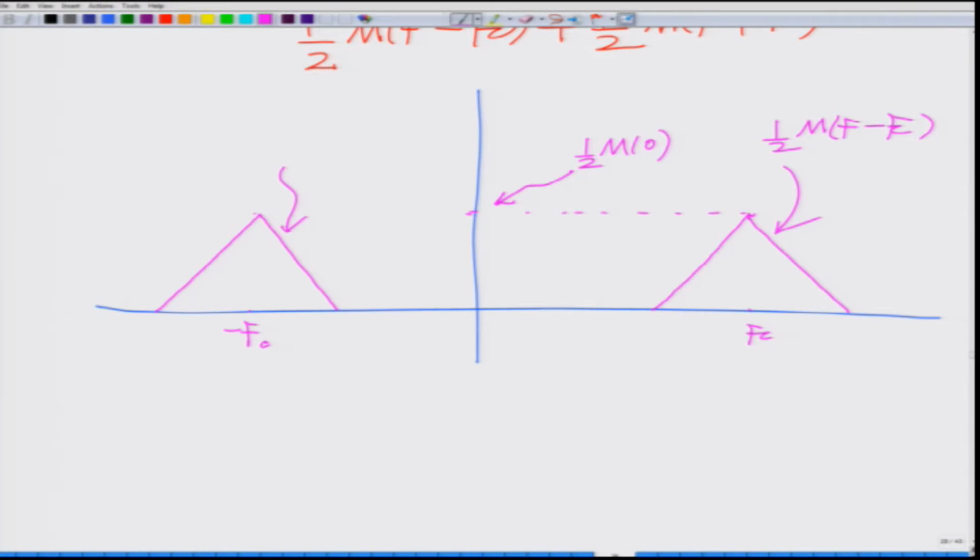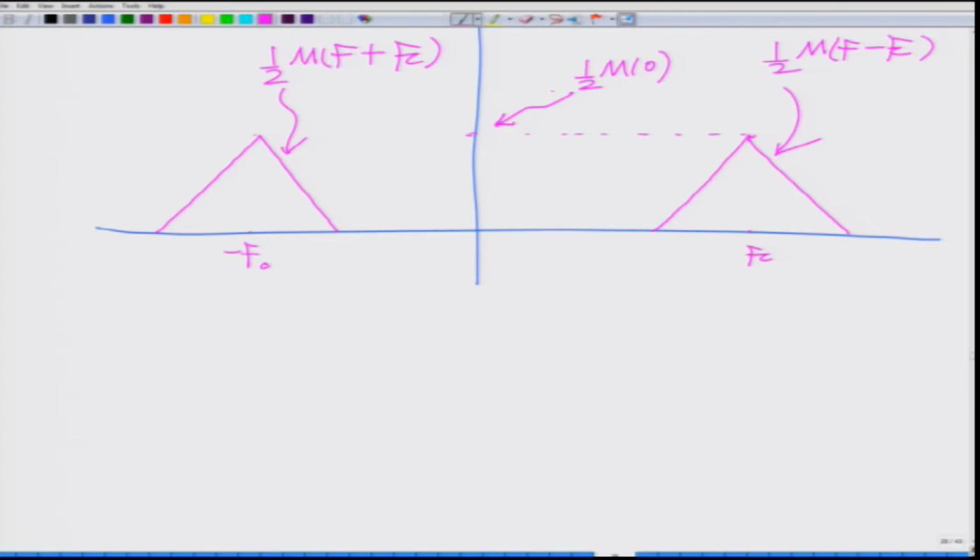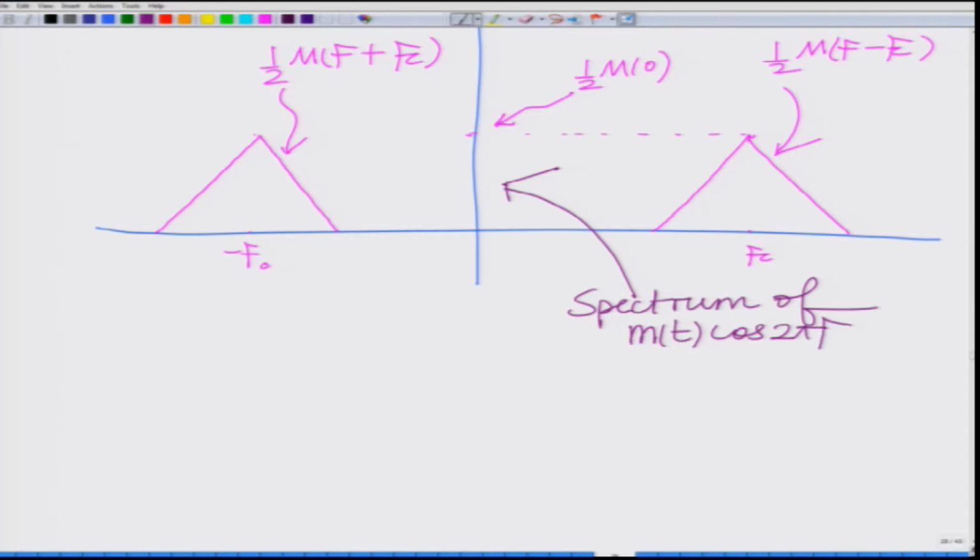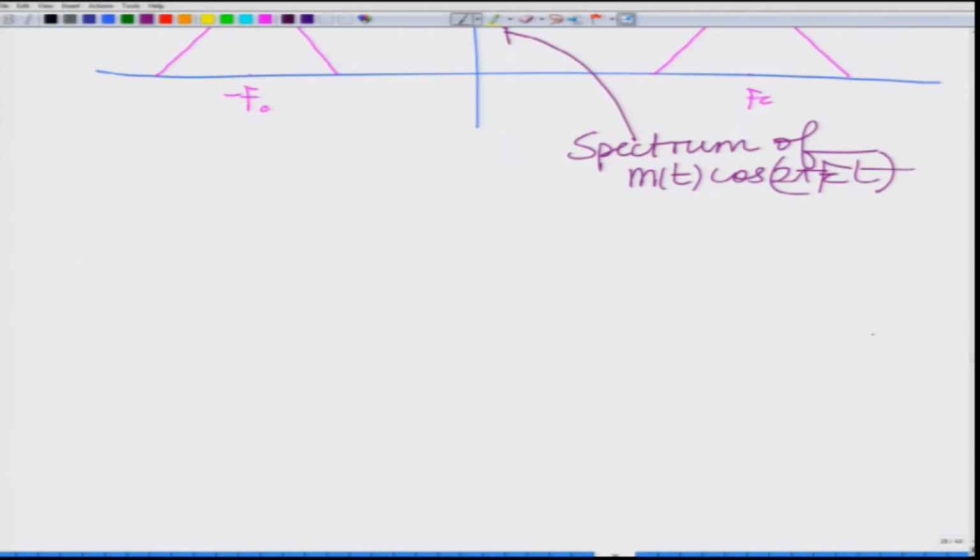So, this is your half M(f plus fc), and as I have already said, this is the spectrum of m(t) cosine 2 pi fc t.